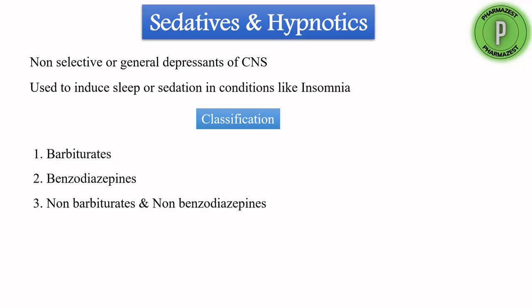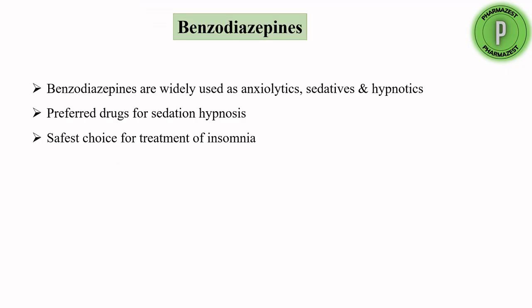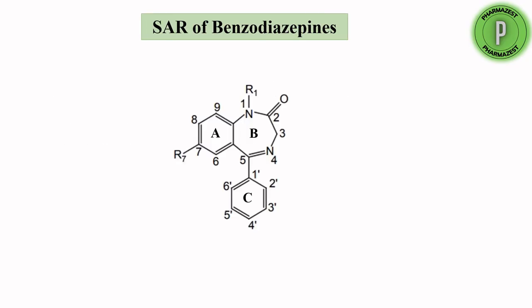And these sedatives and hypnotics are classified into three classes: barbiturates, benzodiazepines, and miscellaneous drugs. So all the non-barbiturate and non-benzodiazepine drugs come under the miscellaneous drugs. The benzodiazepines are widely used as anxiolytics and sedatives and hypnotics. These are the preferred or the safest choice of drugs for these conditions because they have lesser side effects and lesser tolerance when compared to the barbiturates or the miscellaneous classes of drugs. We will see in the next slide what the differences in their effects are.